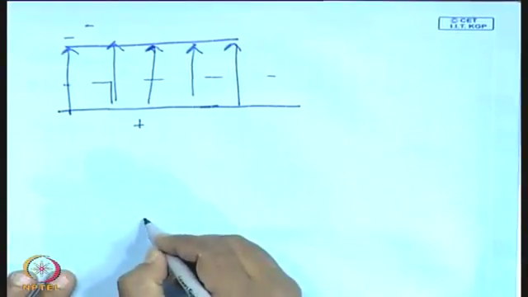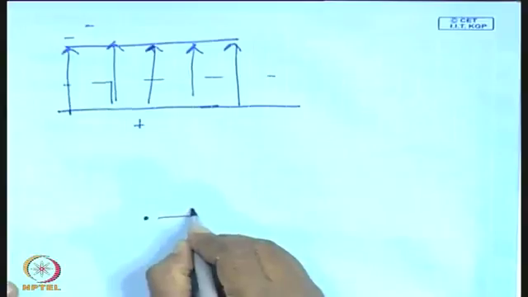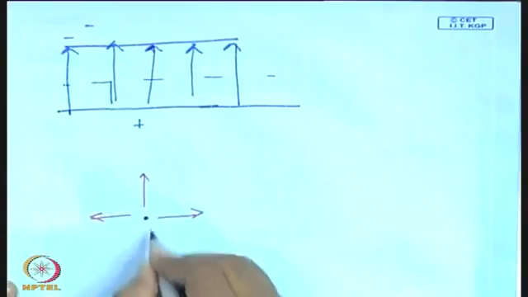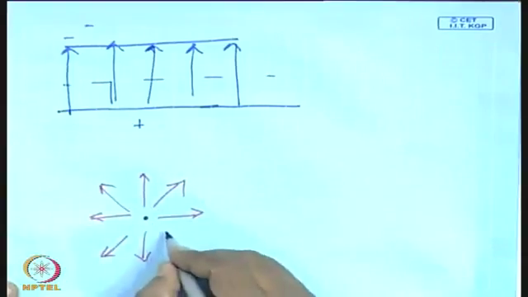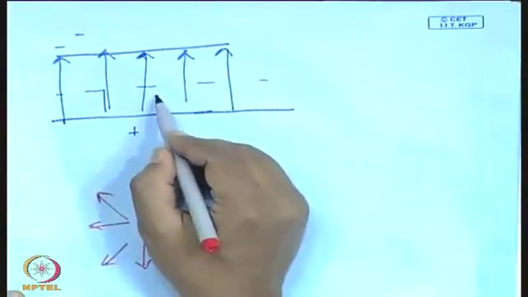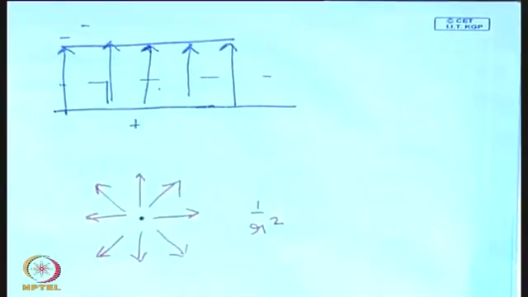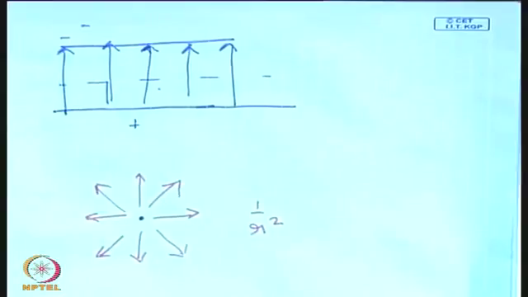And isotropy: the electric field due to a point charge goes out radially, equally in all directions. This is isotropic, but not homogeneous, because it falls as 1 by r square. This is homogeneous but not isotropic, because there is a preferred direction. Our universe is both homogeneous and isotropic, that is what we assume, that is what was assumed. So, this is what is the cosmological principle.